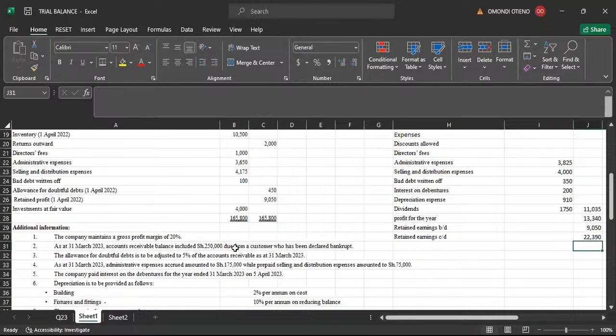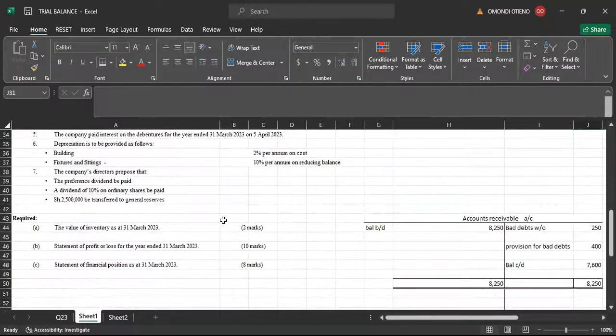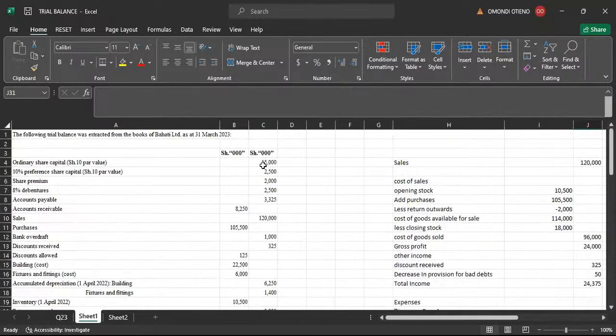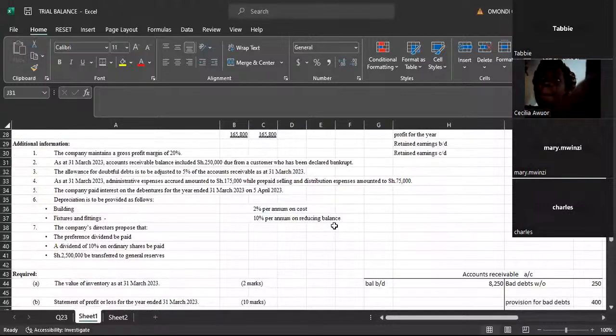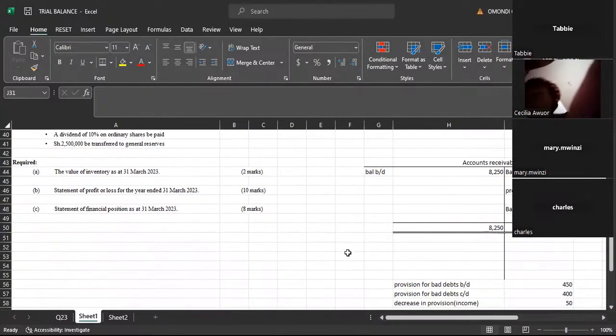Let me see, somebody is saying here, par value of 10. Yes, the par value is 10, but they have not said it is based on the par value. They are telling us that a dividend of 10% on ordinary shares is to be paid. It is 10% on the ordinary shares, and ordinary shares is 15,000. Is that clear?